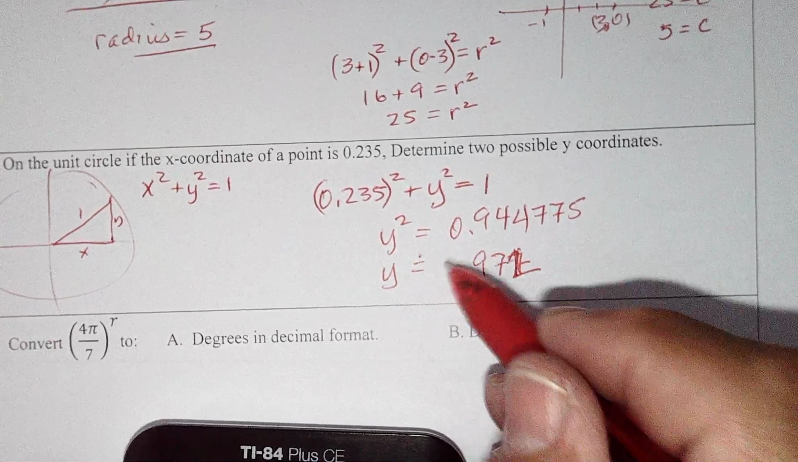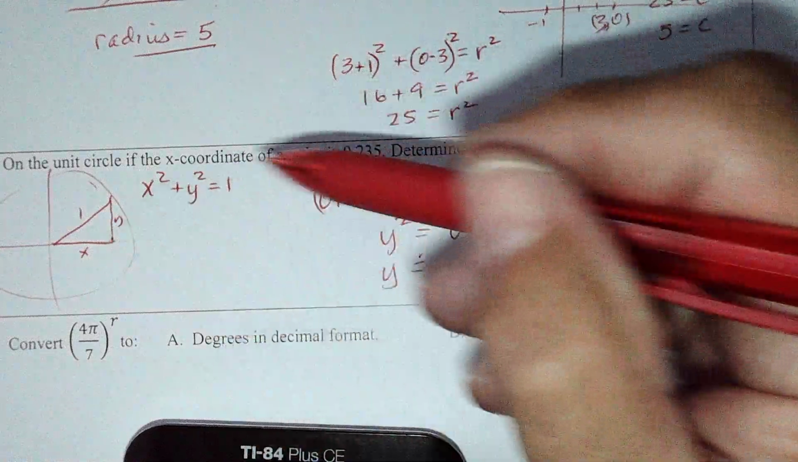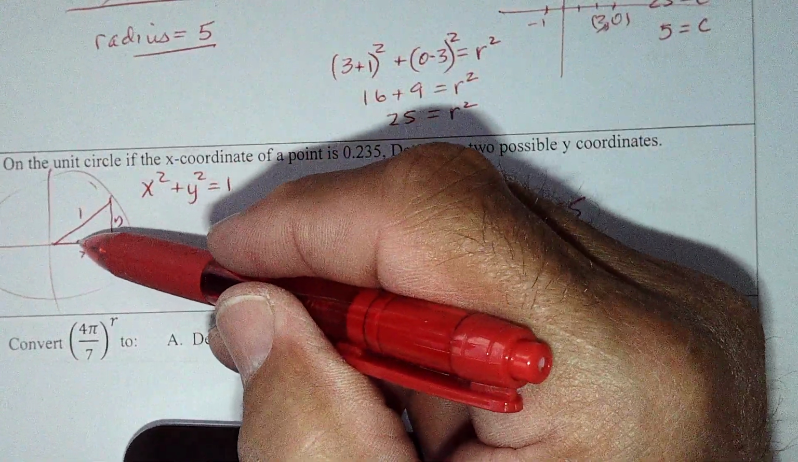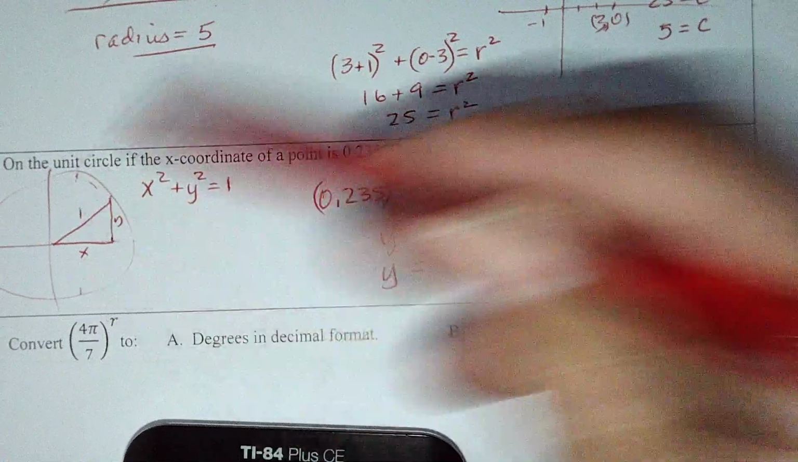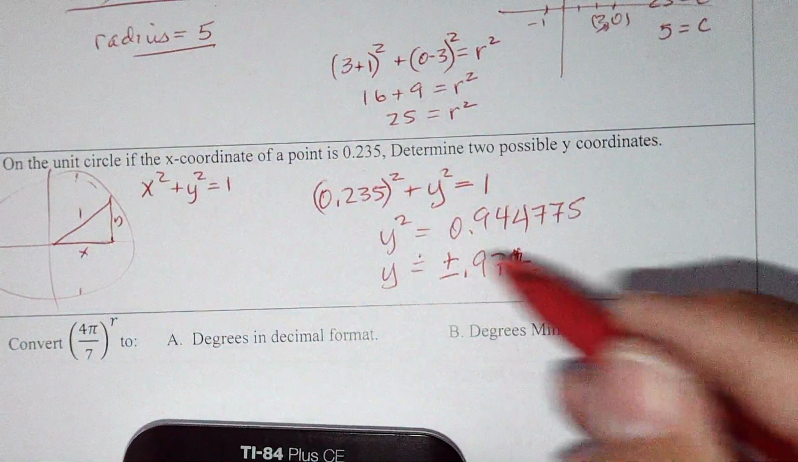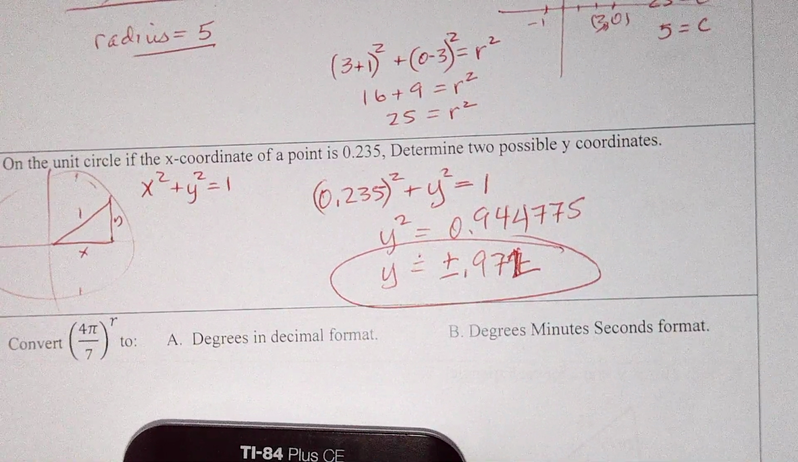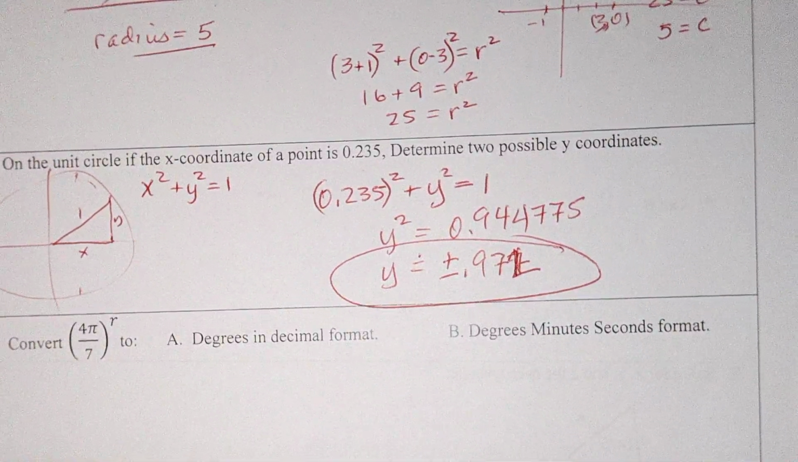That's approximately it. But there's 2 places where x is 0.235, one up there and one down there. So it's plus or minus. Those are the 2 y coordinates. Plus or minus.